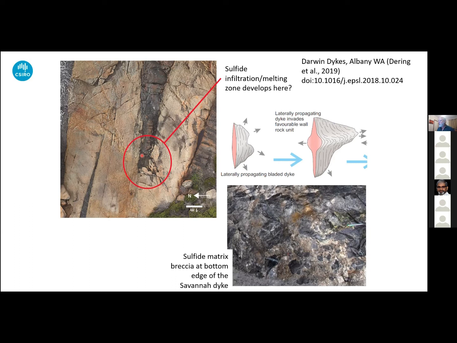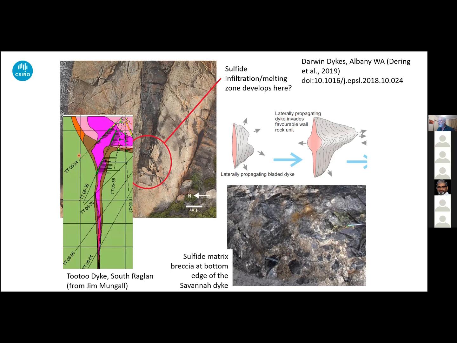So it may very well be that the sulfide in this kind of setting is actually a part of the eroding agent, which is helping to generate and propagate the migration of the magma and infiltration into the country rock. And there's another one of these things. That's the 22 dike, South Raglan.